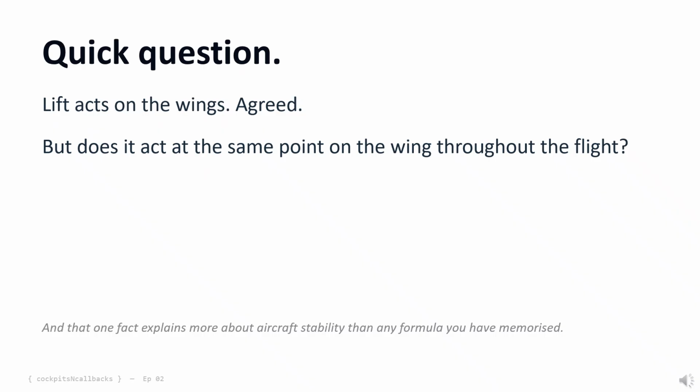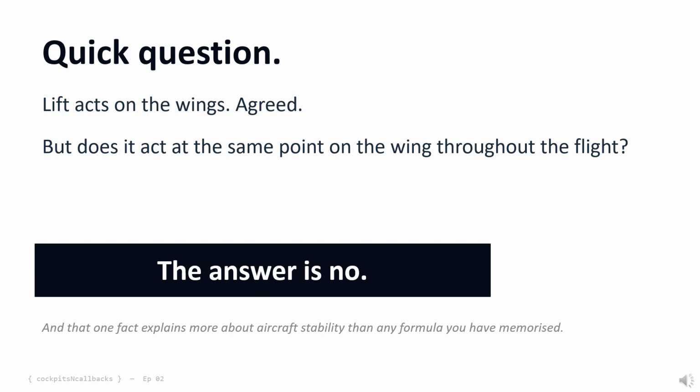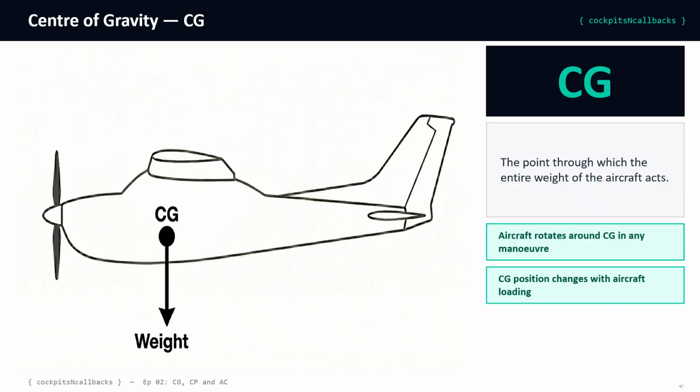Quick question. Lift acts on the wings. Agreed. But does it act at the same point on the wing throughout the flight? The answer is no. And that one fact explains more about aircraft stability than any formula you have memorized. Before we answer that, we need to establish 2 points on this aircraft.